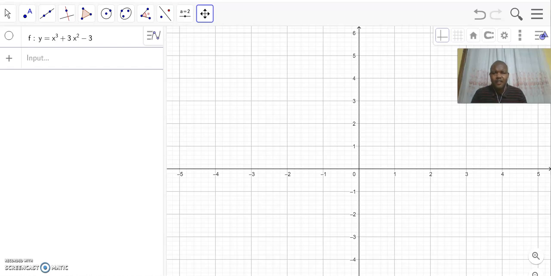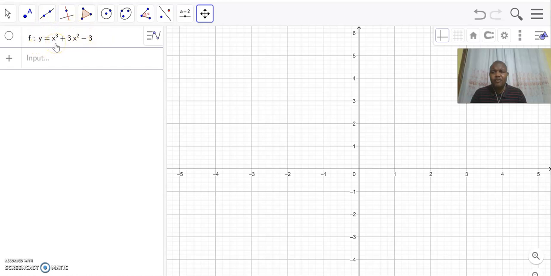In today's cast, we are going to talk about the properties of a curve, the maximum and the minimum points. This is especially when you are dealing with functions and graphs, or when you're dealing with differentiation.